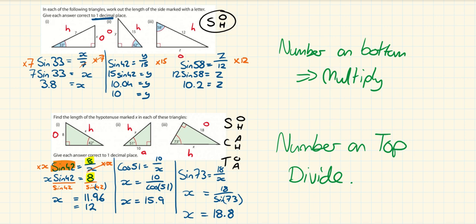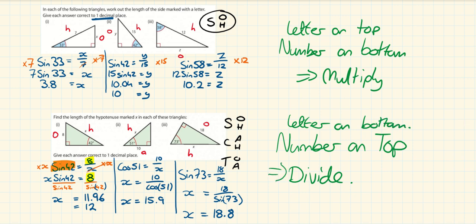Okay, so if the number's on the bottom, therefore the letter on the top, obviously, and this is the letter on the bottom. The number on top, you're going to divide. So that's just how you'll remember that. The letters on the top, you're just going to multiply like here, and if the letter's on the bottom, you're going to divide like down here.